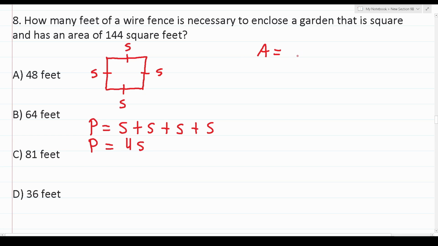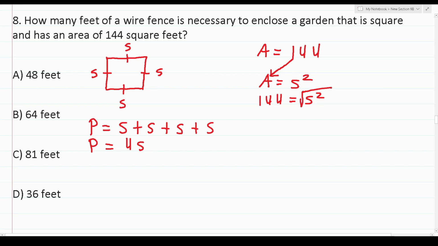The challenging part about this problem is the fact that we're only given the area of this square. Again, according to the problem, this square has an area of 144 square feet. And we need to figure out the length of the sides of this square. Well, how are we going to do that? To find the area of a square, you would use the formula area equals side squared. And we know what A is. So in place of A, we can go ahead and put 144. So this becomes 144 equals S squared.